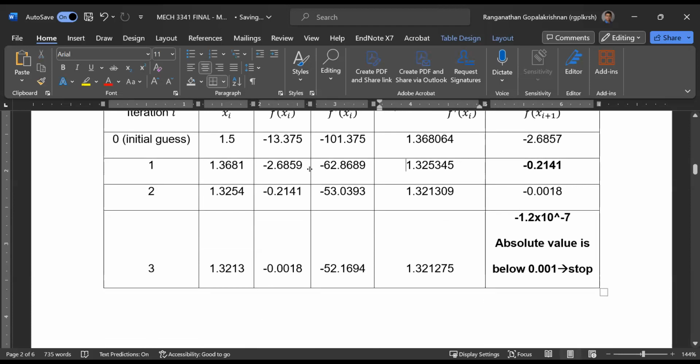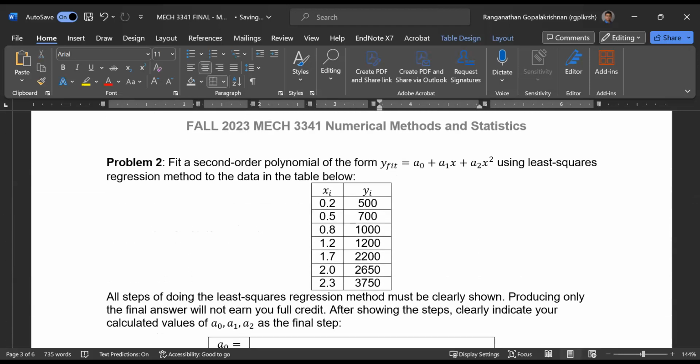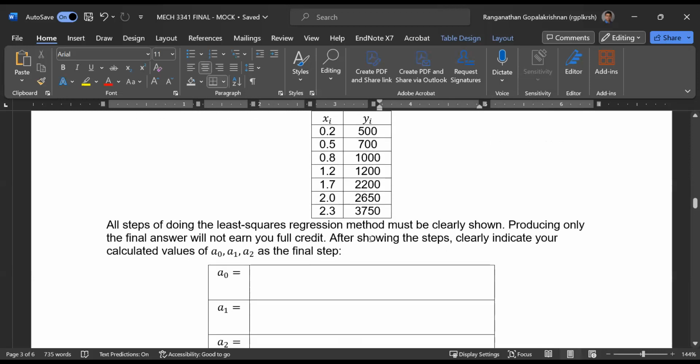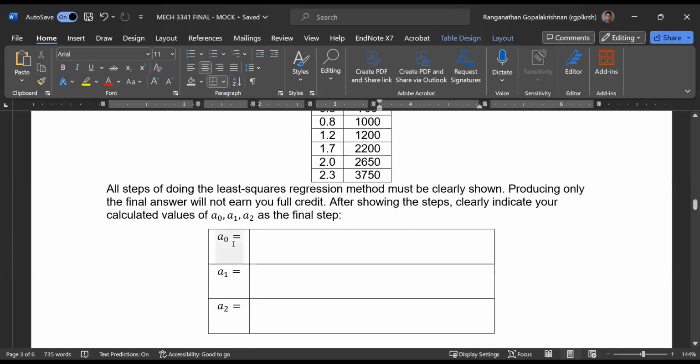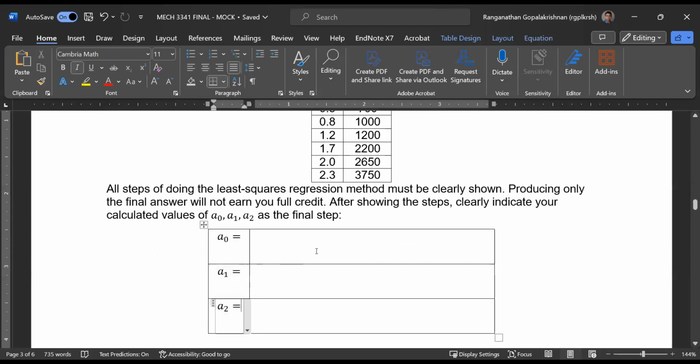Okay. So then let's move on to the next problem. You're having a problem from regression. Fit a second order polynomial of the form a0 plus a1x plus a2x squared using the least squares method for the table below. All the steps of doing the least square regression method must clearly be shown. Producing only the final answer is not enough. After showing the steps, fill out this table for a0, a1 and a2 values. Very simple. Okay. So let me go back to my PowerPoint.